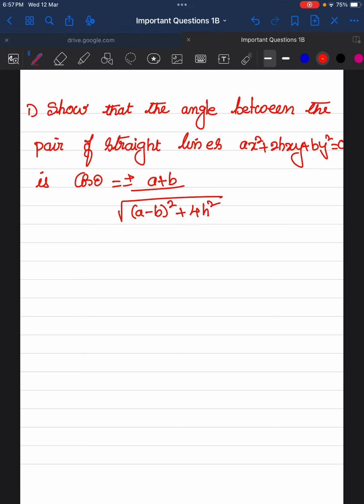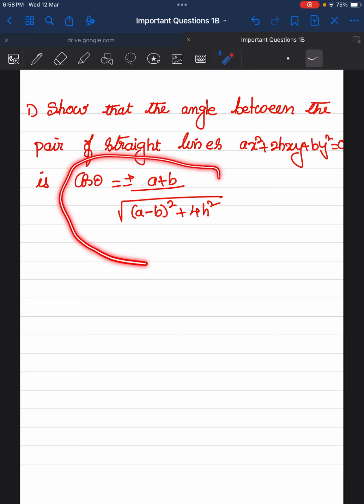Dear students, here I am explaining you one theorem from pair of straight lines. That is, show that the angle between the pair of straight lines ax square plus 2hxy plus by square equal to 0 is cos theta is equal to plus or minus (a plus b) by root of (a minus b) whole square plus 4h square. This is actually theorem number 1 in pair of straight lines. You must remember this theorem.